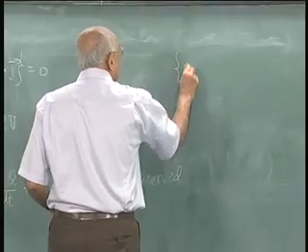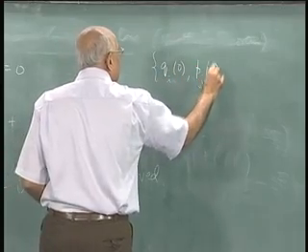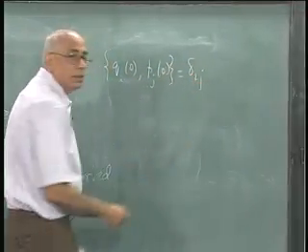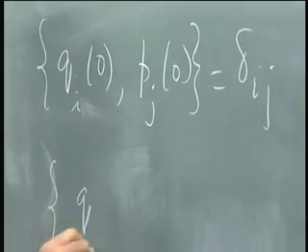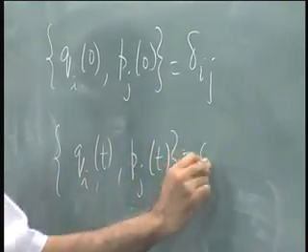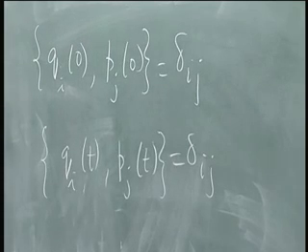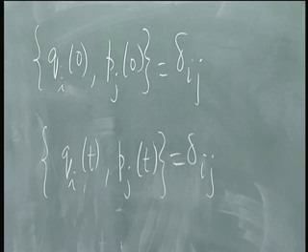In the Hamiltonian picture, remember that evolution in time under a Hamiltonian was itself a canonical transformation, because we know that if the Poisson bracket of q_i at time 0 and p_j at time 0 was equal to delta_ij, then we are guaranteed under Hamiltonian evolution that this is also true. So evolution under a Hamiltonian is itself a canonical transformation.